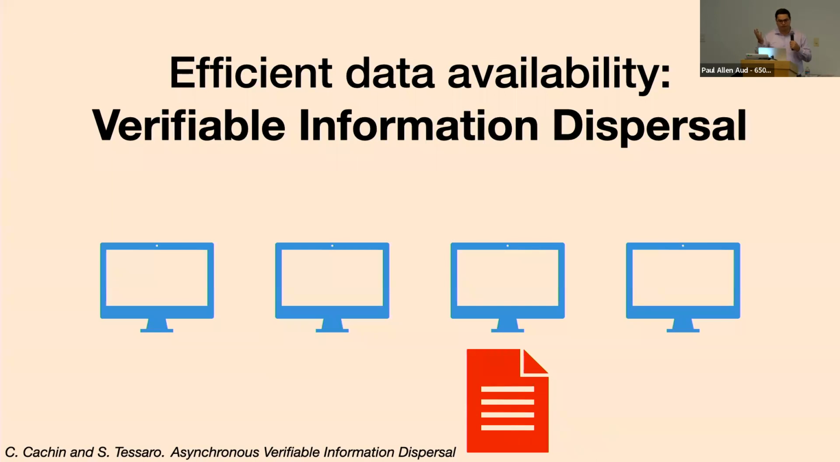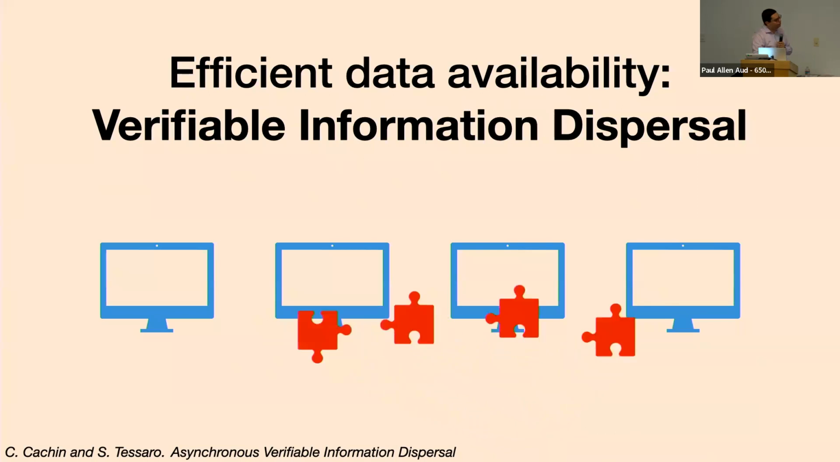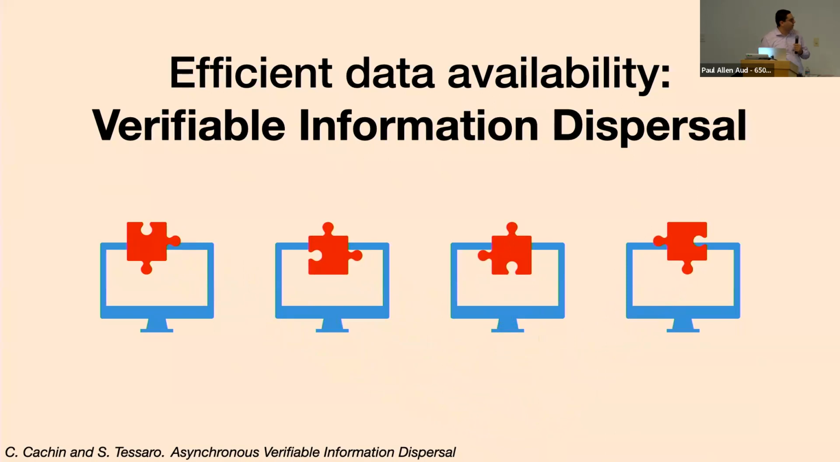Well, there's been a bunch of work on this, and Christian Cachin and Stefano Tessaro introduced this notion of asynchronous verifiable information dispersal that we're going to build on. The idea here is that we can guarantee data availability using erasure codes. So we can take this block and encode it using an erasure code. The property of the erasure code is that if we're able to retrieve enough encoded chunks, we'll be able to reconstruct the block.